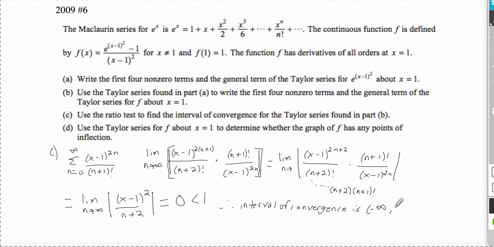It doesn't matter what the x value is in this case, because this ratio test as n goes to infinity is going to destroy whatever this value is up here, because n is going to grow. So this series will always be convergent for all x's, so the interval of convergence is negative infinity to infinity. All right.